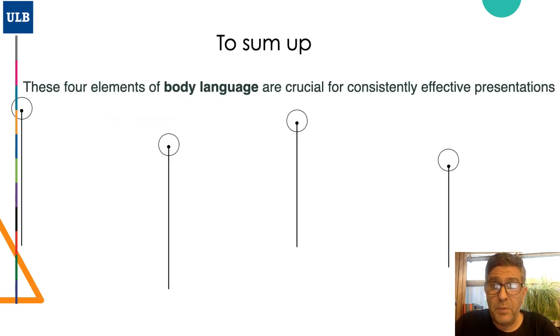Here are the 4 elements of body language which are crucial for consistently effective presentations. First of all, eye contact. A good speaker pays attention to looking at the audience, not at their notes, the floor, or the ceiling. They establish eye contact with various people around the room, not just scanning the room mechanically, and they generally hold eye contact for 3 to 5 seconds.